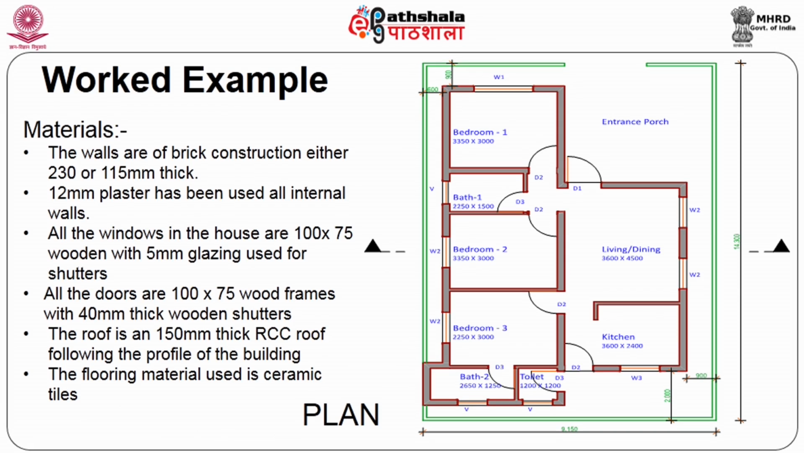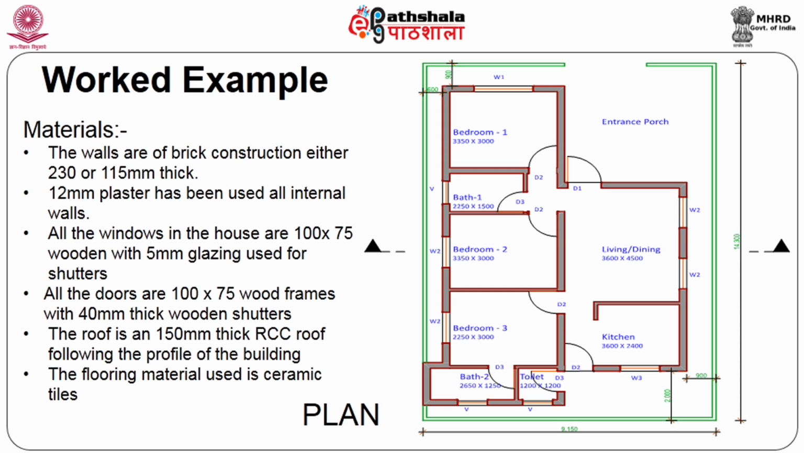Now what are the materials used? This is where it becomes important that we understand what materials have gone into this building. Firstly, the walls are of brick construction. That's basically the common practice we use. That's 230 mm for the external and 150 mm for the internal. Since it is a load bearing structure, the main wall in the center has also been used as 230.